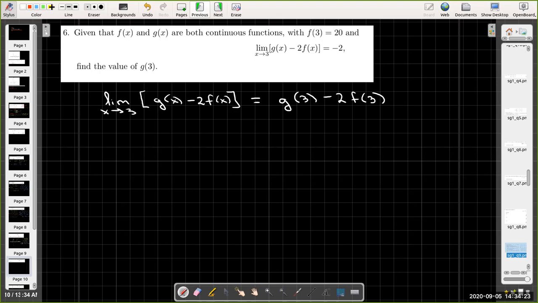And what am I told? I am told that that equals negative 2. So now, if I combine that with, given that f of 3 is 20, I'll just have a little equation that I can solve for g of 3. So this would say that g of 3 minus 40 equals negative 2. So g of 3 would have to equal 38.